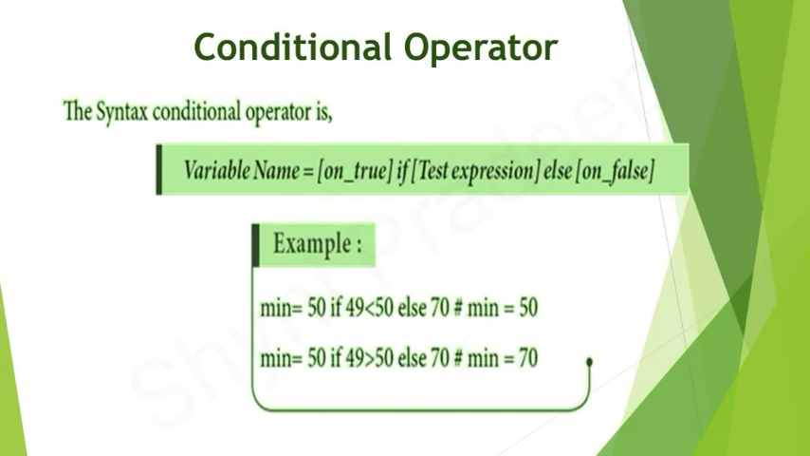Next, see another example. Check this condition: 49 is greater than 50. Is that true or false? False. So this condition is false. If this condition is false, which value do you take? This value. So now the value for the min variable is 70. So in the conditional operator, first you check the condition. If that condition is true, you take the true value. Otherwise, you take the false value.